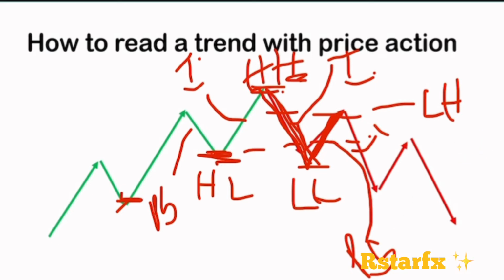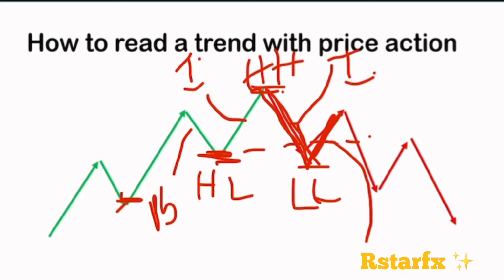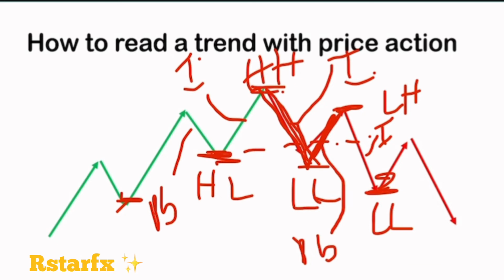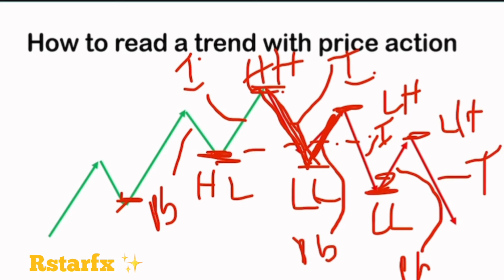Let me clear this previous one to avoid confusion. Yeah, so we have a pullback to form a new lower high, and then an expansion or an impulse to form a lower low over here. Then we have a pullback to form another lower high, and then a final impulse or expansion to form a new lower low. So that's how it works.